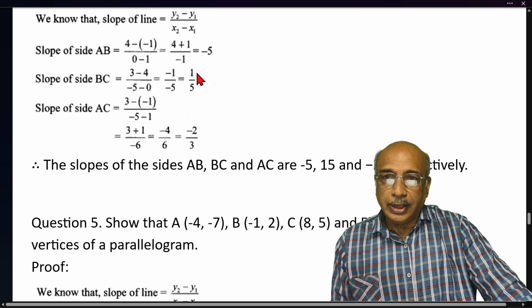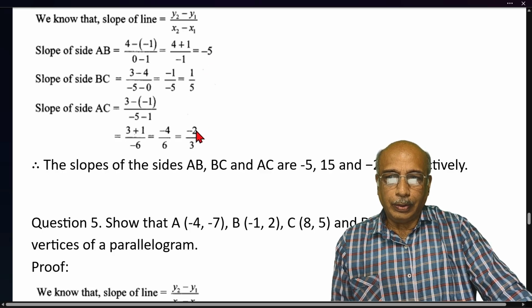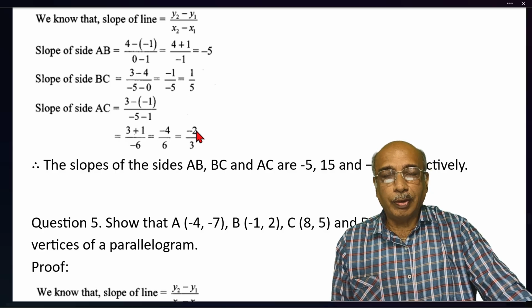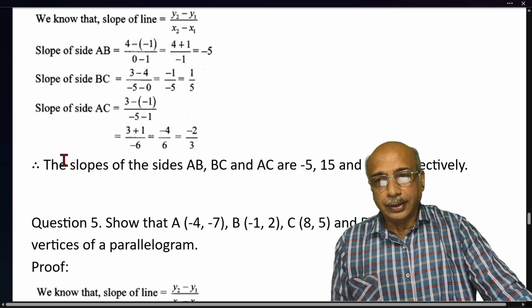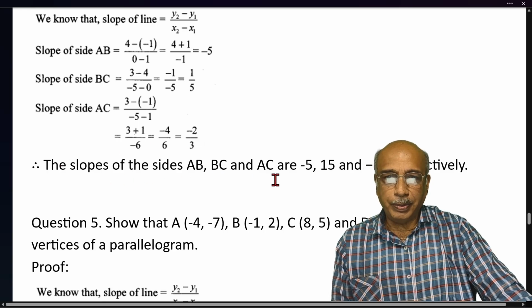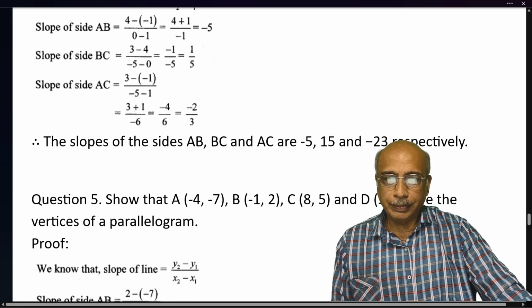Here, the three slopes are different. Why? Because it is a triangle, so their slopes will be different only. If they are the same, then the points may be collinear also, or the lines parallel. Correct? Therefore, the slopes of the sides AB, BC and AC are minus 5, 1/5 and minus 2/3 respectively.